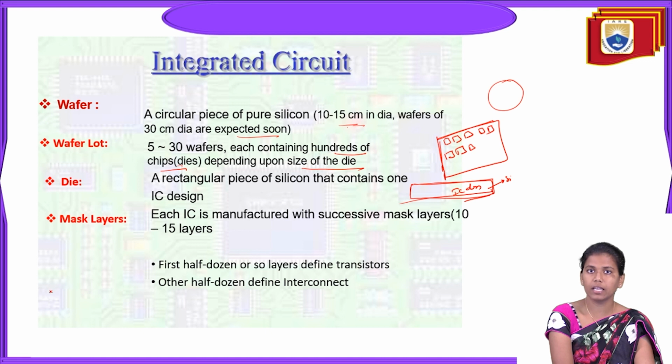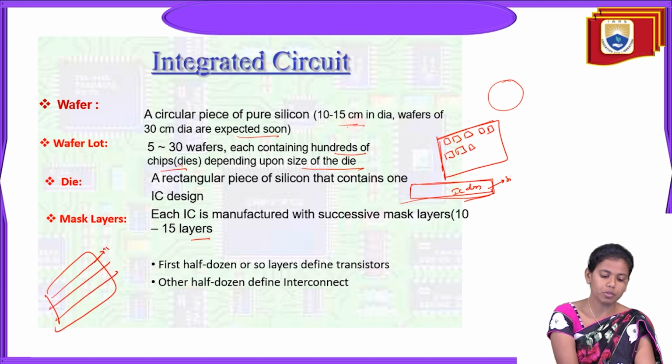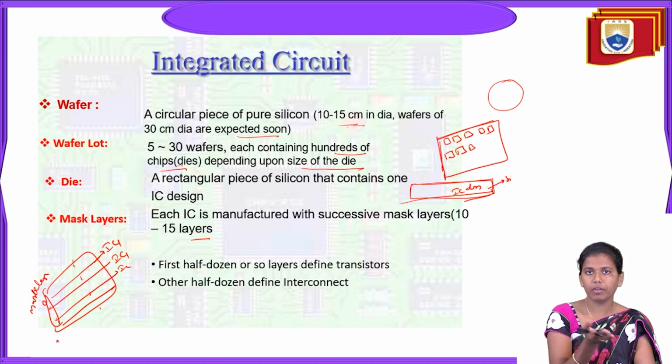And then coming to the mask layers. What are these mask layers? Each integrated circuit is manufactured with successive mask layers, 10 to 15 layers. So these mask layers consist of each IC. Suppose this is IC1, IC2, IC3 like that. Here we can see 15 layers. So overall we are saying that this is a mask layer, where each IC is manufactured with successive mask layers, around 10 to 15 layers.